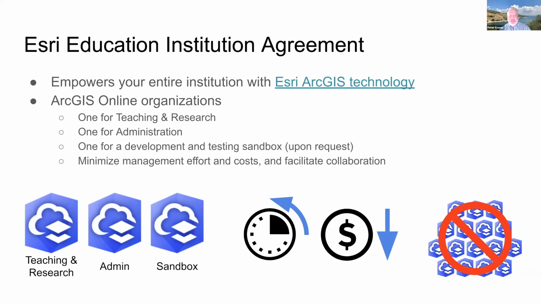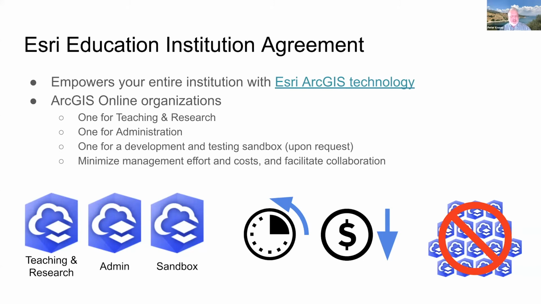And of course, one of the key things is the ArcGIS Online organizations. You get one for teaching and research and one for administration. The license terms are slightly different for those two, so you do need to have 2 organizations. You might even want a third if you're doing a lot of scripting with users or content. It's good to have a place to test those things out before you work with the real data.